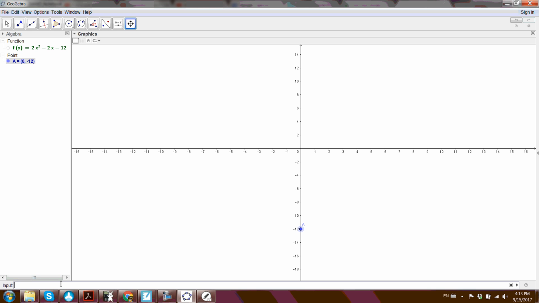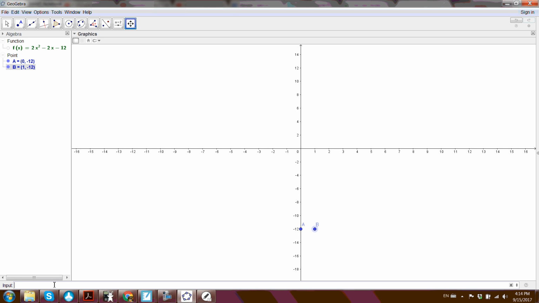So what about if we plug in 1? Well, 1 is pretty easy to calculate. 2 times 1 squared is 2. Minus 2 times 1 is 0, negative 12. So wow, it equals the same thing at 1 as it does at 0. So both of those points are going to be on the graph of this parabola.